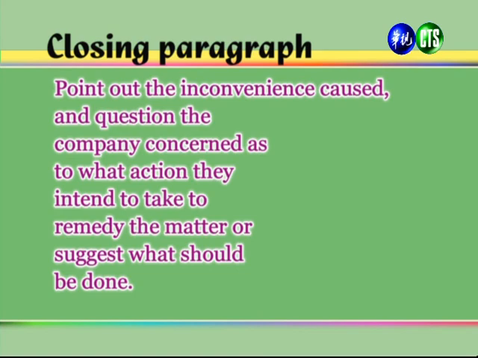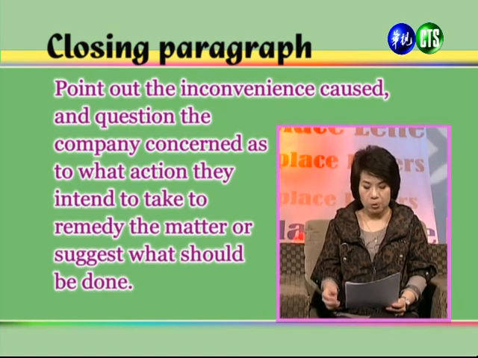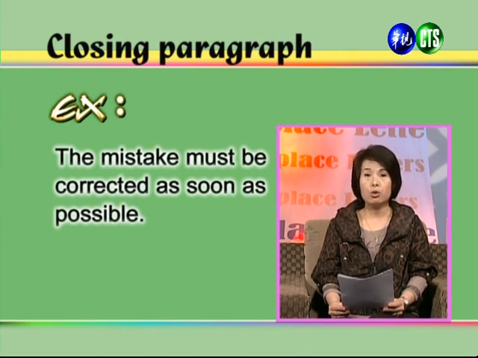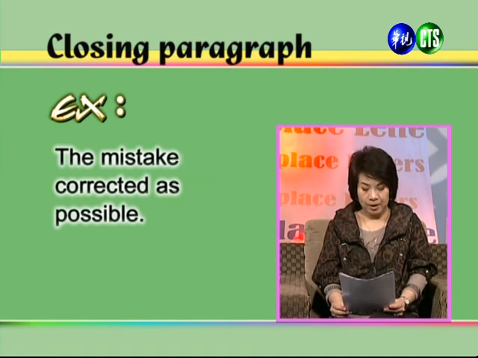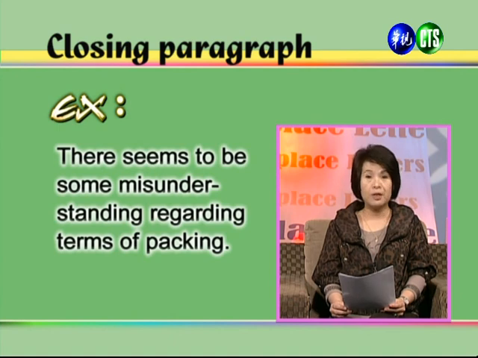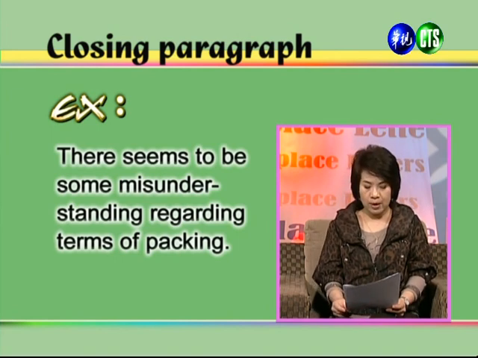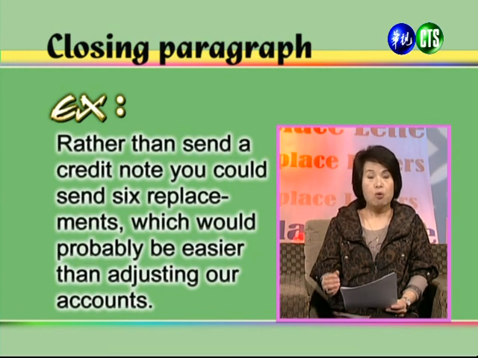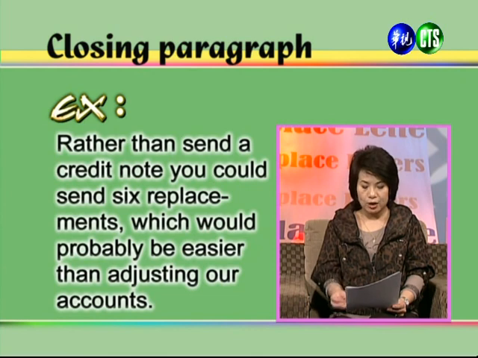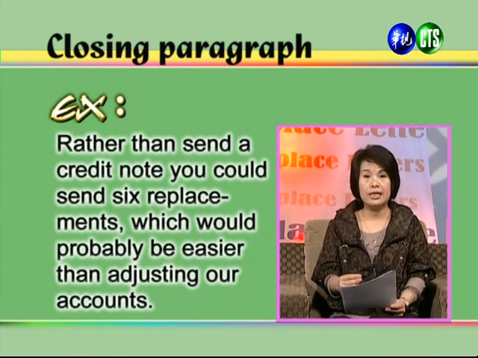在结尾的部分，你应该让他知道这样子的情况造成给他的困扰，然后他们可以告诉你他可以采取怎么样的措施。我们来看这个例句。The mistake must be corrected as soon as possible. 这个错误要立即的修正。第二个，There seems to be some misunderstanding regarding terms of packing。似乎包装有一些误会。再看另外一个例句，Rather than send a credit note, you could send 6 replacements, which would probably be easier than adjusting our accounts.